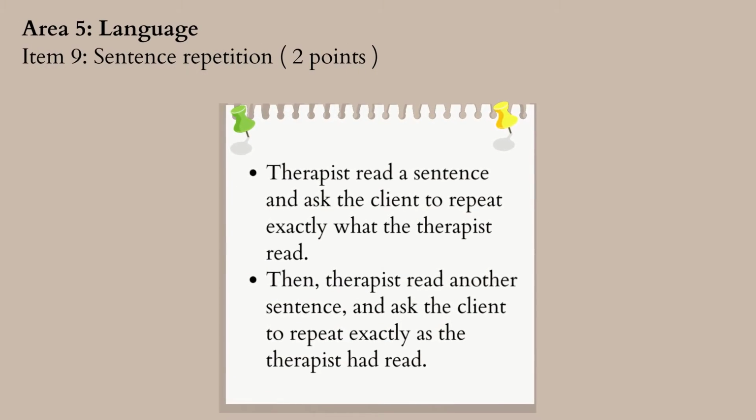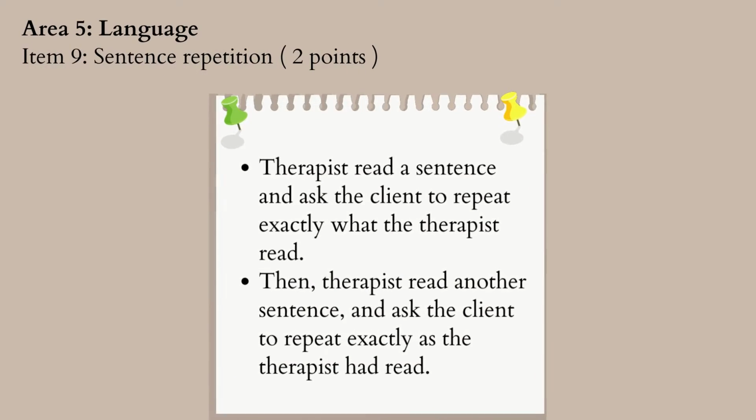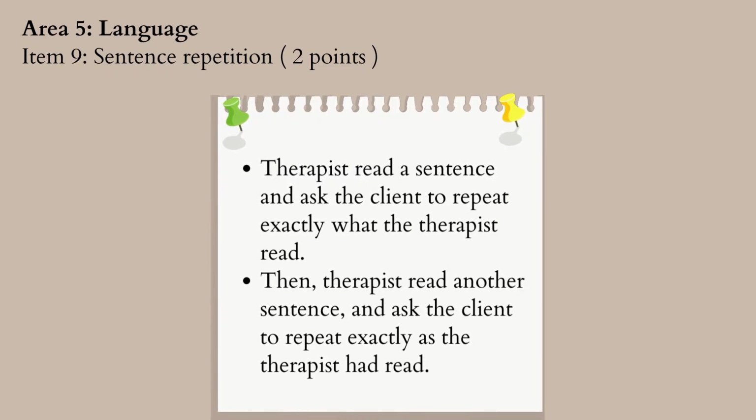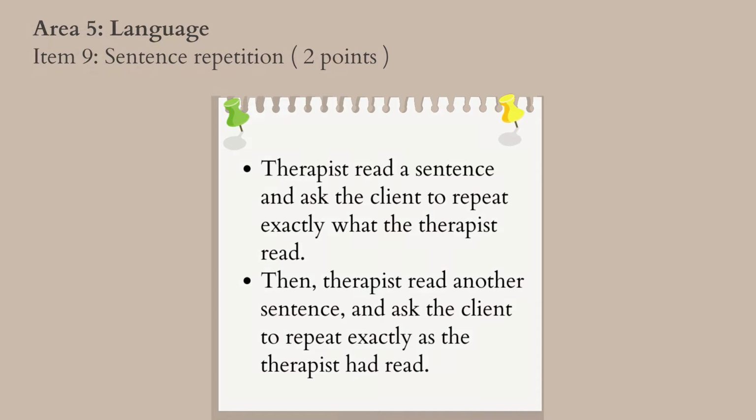Move on to the fifth area, which is language, has 2 items. The item number 9, focus on sentence repetition, has 2 points. In this item, the therapist will read a sentence and ask the client to repeat exactly what the therapist has read. Then, the therapist will read another sentence and the client needs to repeat exactly as it is.